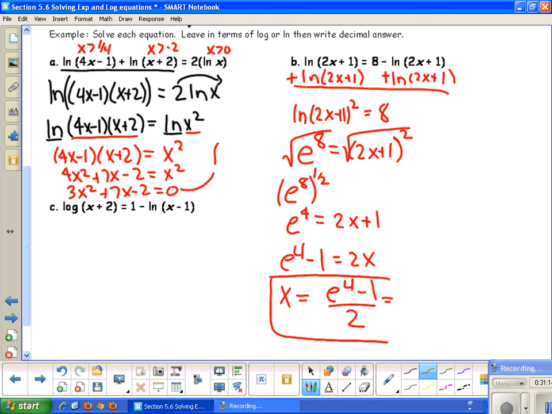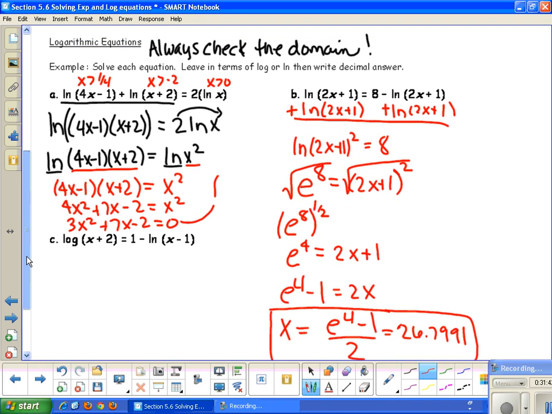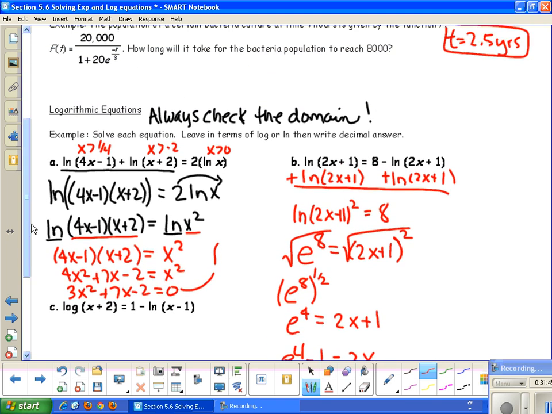So if I plug this into my calculator, e to the 4th minus 1 divided by 2, I get 26.7991. That would be one of my solutions. And remember, I said when you take away an even power, you need to do plus or minus your answer. But I know my answer is going to be negative, and I can't take the natural log of a negative number. Even up here, I have to check to make sure my domain fits. So here, x has to be greater than negative 1/2 in this case, and same thing for this one.